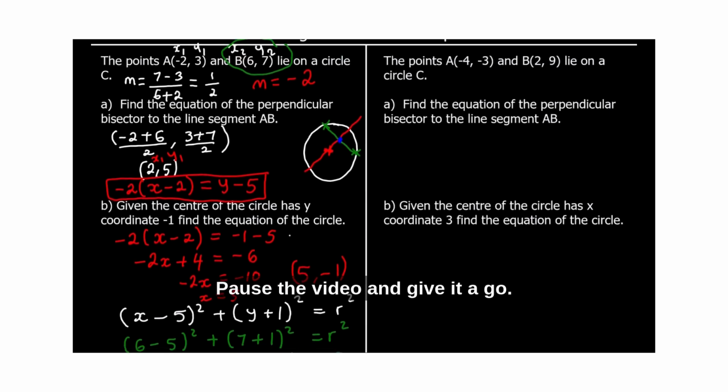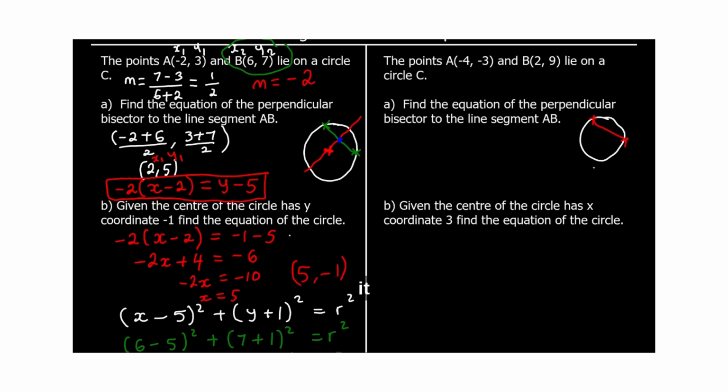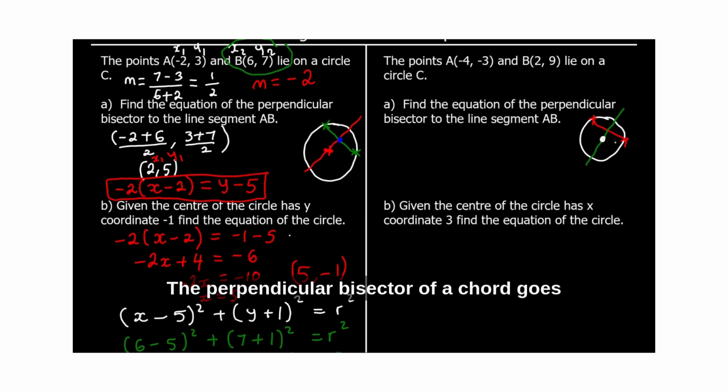One for you to try. Pause the video and give it a go. So again, we know 2 points on the circle. If we find the perpendicular bisector of those 2 points, it will go through the center of the circle. The perpendicular bisector of a chord goes through the center of the circle.